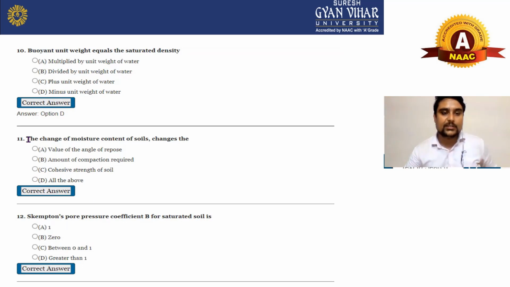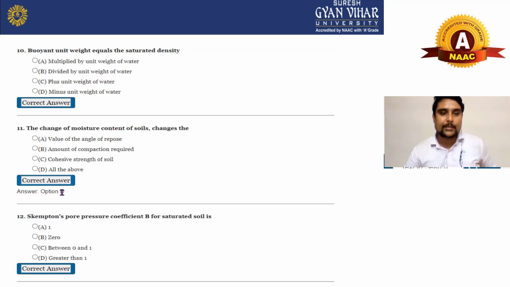Now come on the next question. The change of moisture content of soil changes what? What will happen here? Right answer here will be D, all of the above. Value of the angle of repose, it will be also there. Amount of compaction required, it will be also there. Cohesive strength of soil, it is also correct. And that's why your right answer will be all of the above.